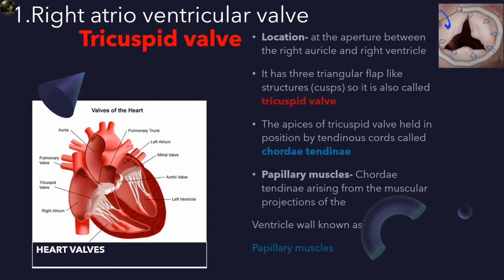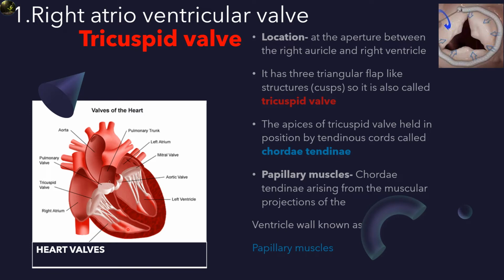Hold the apices of the tricuspid valve in position. Then these cords we call chordae tendineae. Then the other term, that is papillary muscles. What are papillary muscles? You can see in this diagram, chordae tendineae arising from the muscular projections of the ventricle wall, known as papillary muscles.